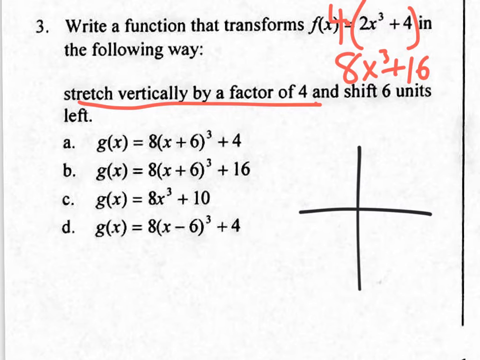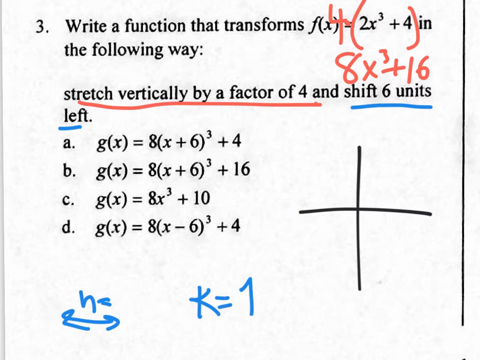And then it says shift 6 units to the left. Now remember, your h shift is left and right. Okay, and you have to think opposite. Your k shift is up and down. So they're saying shift 6 units to the left. That means going to the left is in the negative direction, but when you plug it in, it's actually going to go in as a +6, because you think opposite.